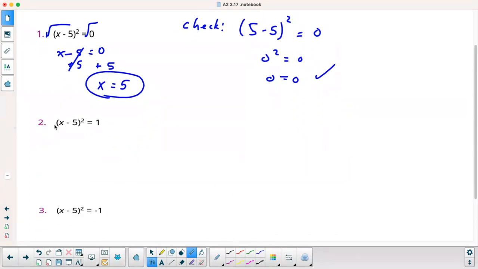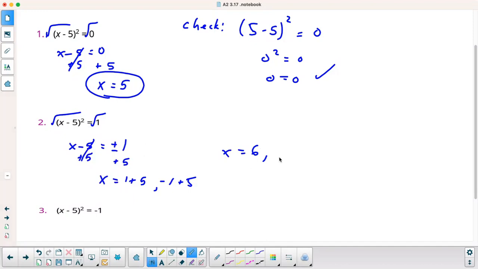Let's go here. Square root both sides. Square root of 1 is 1, but I need to insert that plus or minus because when you square root both sides, you have to have two solutions. I've got to get x by itself. So this is 1 plus 5, and then it's also negative 1 plus 5. Now I can add those together, and I get 6 and 4. Those are my answers.